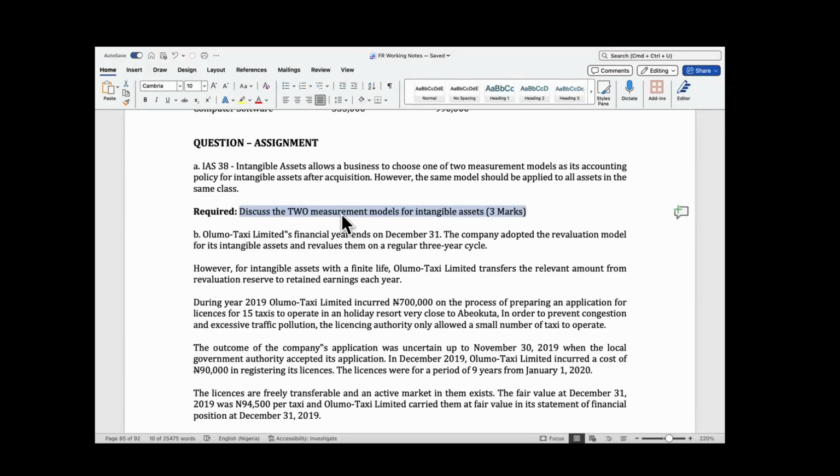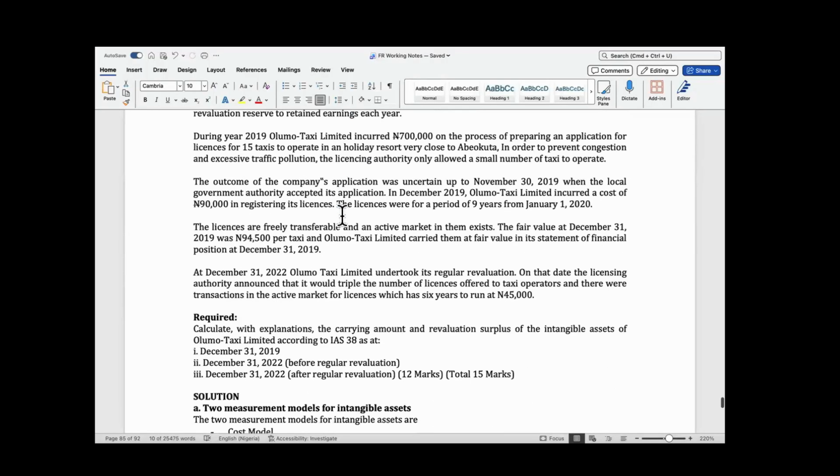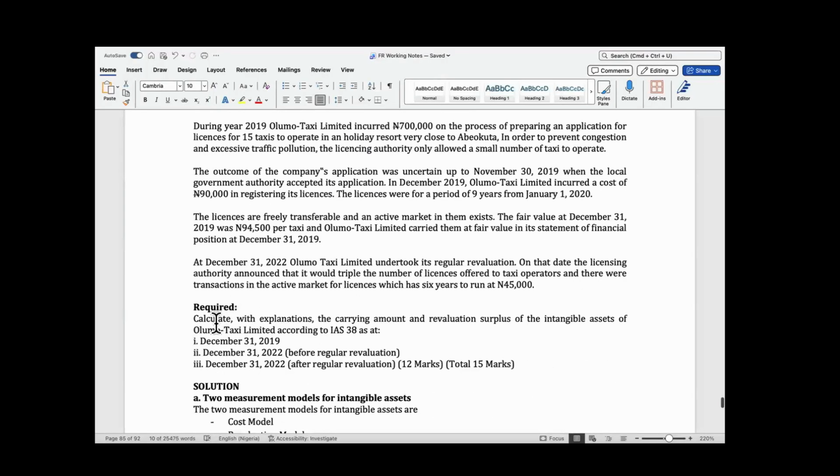So cost model: cost minus accumulated depreciation minus accumulated impairment losses. Evaluation model: the fair value amount minus subsequent accumulated depreciation minus accumulated impairment losses. Now, the B part asks us to calculate with explanation.